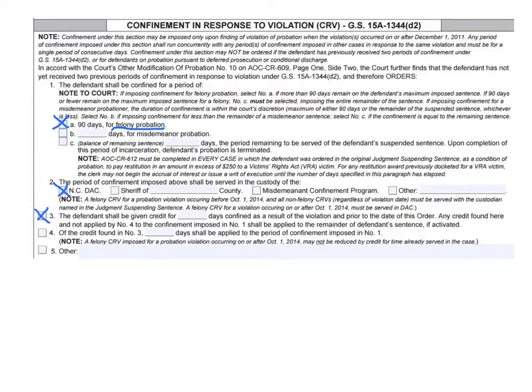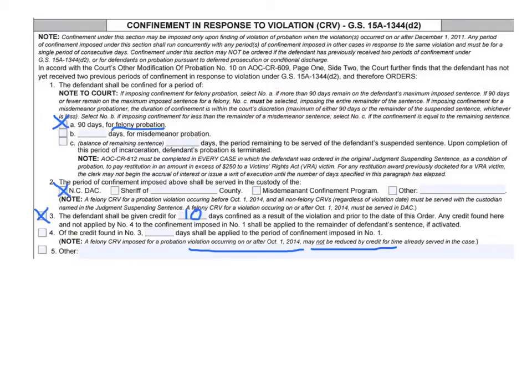So the defendant had 10 days of pre-hearing confinement for these days confined as a result of the violation. But what has changed is that before October 1st, 2014, the rule would have been that those 10 days must have been applied to the CRV so that the defendant would be left with 80 days left to serve in this case. What's changed now for violations occurring on or after October 1st, 2014 is that the CRV period may not be reduced by credit for time already served in the case.